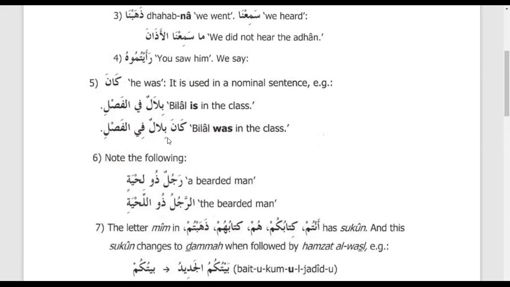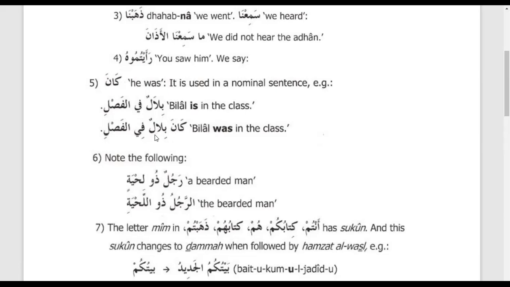Today, we will only focus on this part of kana, and then inshallah in the next lessons, we will discuss that kana also has sisters. So we say kana wa akhawatuha. Because it comes with a nominal sentence, the subject becomes ismu kana and the khabar becomes khabaru kana. But we are not discussing it today. Today only we will talk about the meaning of kana.